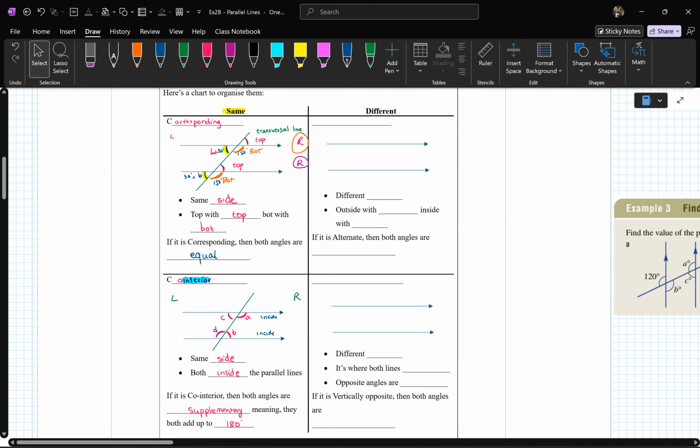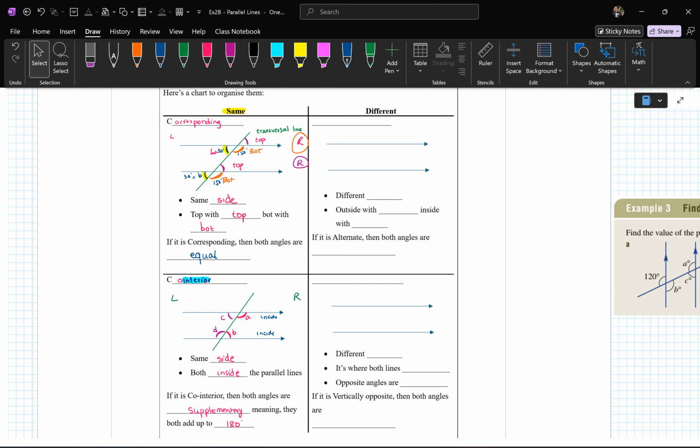So I've taught this for 13 years now, and every year I was able to get students to memorize these four. It's very easy because once you got same, you know it's either co-interior or corresponding. They both start with C, and that means the two angles have to be on the same side of the transversal line. Very easy, yeah?